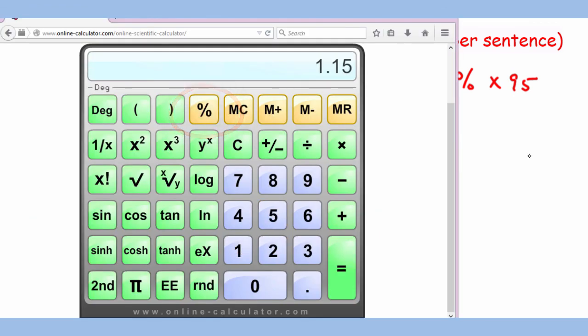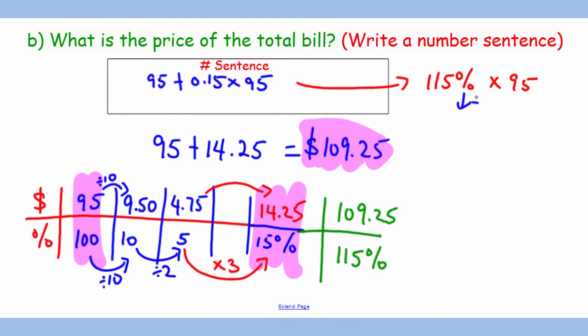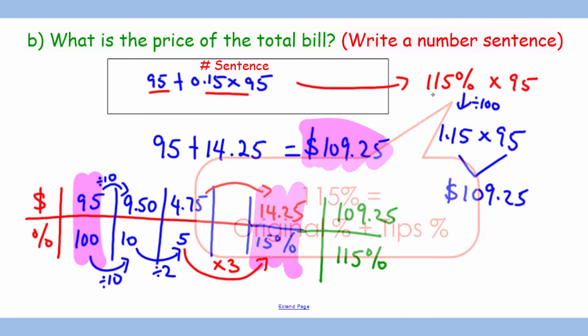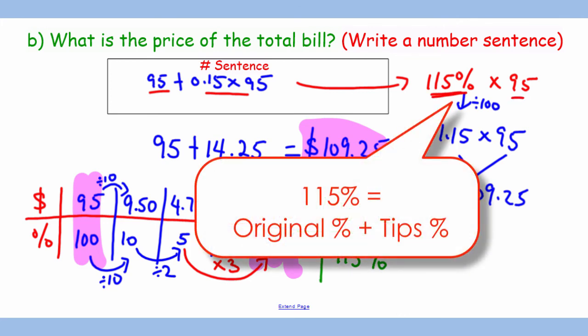and based on the calculator, 115% is 1.15 because you are dividing by 100 to get rid of the percent. So 1.15 times 95, if you do your stacking and math, or perhaps on the calculator, you still get the same thing, which is $109.25. So once again, adding the original price to the tip price is the same as combining the percentages all together and then multiplying by the price, which is 115% of the total bill that you're paying.